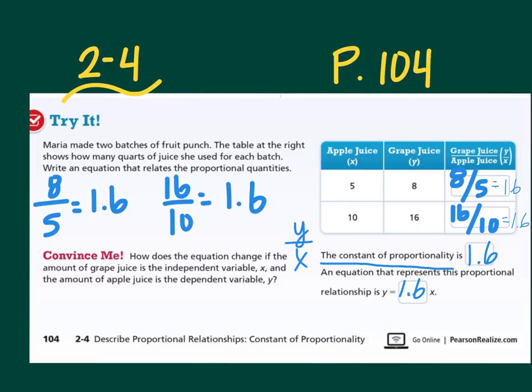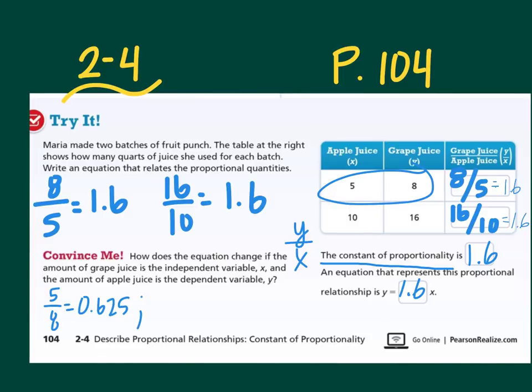Alright, so let's look at the convince me. How does the equation change if the amount of grape juice is the independent variable, the x, and the amount of apple juice is the dependent variable, the y? Let's try to calculate this based on what we have in this table up here. So for the first example, we will say 5 divided by 8 and see what that gives us. So when you divide that out, that gives you 0.625.